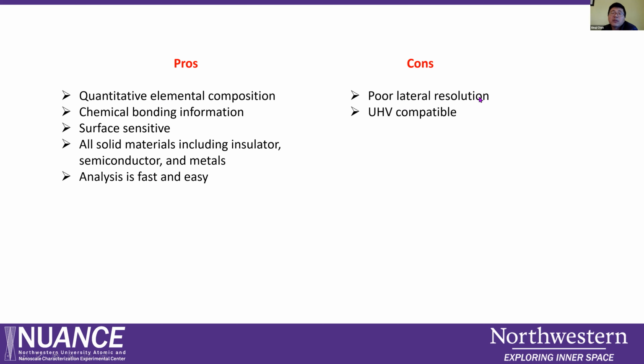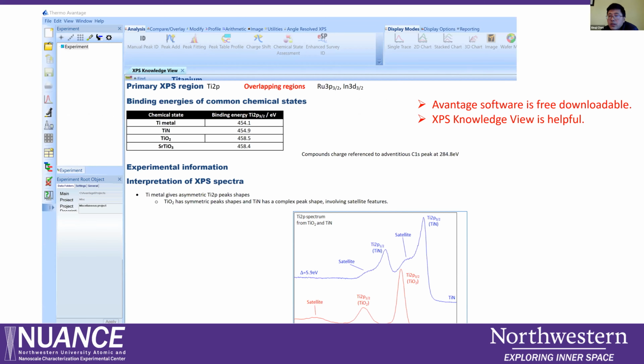The lateral resolution is not good because of the X-ray spot size, which ranges from 200 micron to 900 micron. We can put the aperture to 20 micron, but we cannot get less. So the lateral resolution is not that good. Also, you have to be UHV compatible. I just mentioned this because some people may know, and some may not.